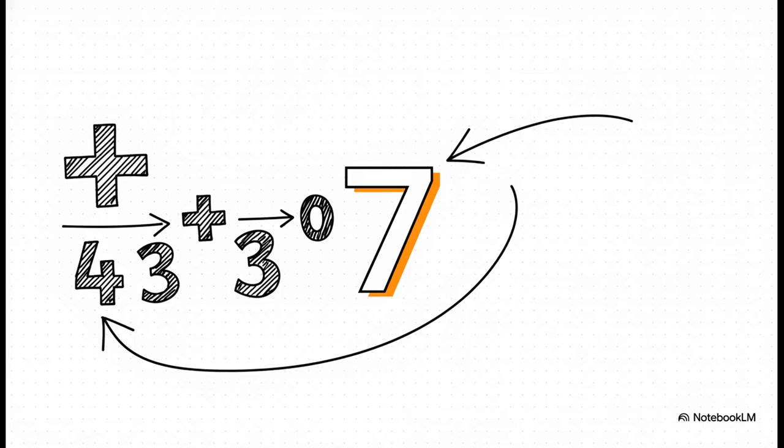And now, all we have left are the addition operators. They're on a lower level in the hierarchy, so they go last. And again, we just go left to right. 4 plus 0 is 4. Then 4 plus 3 gives us our final answer, 7.